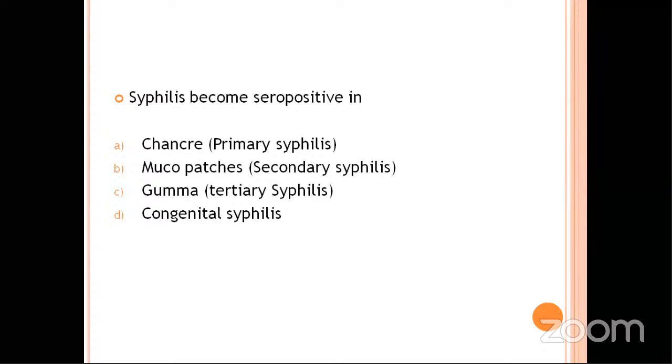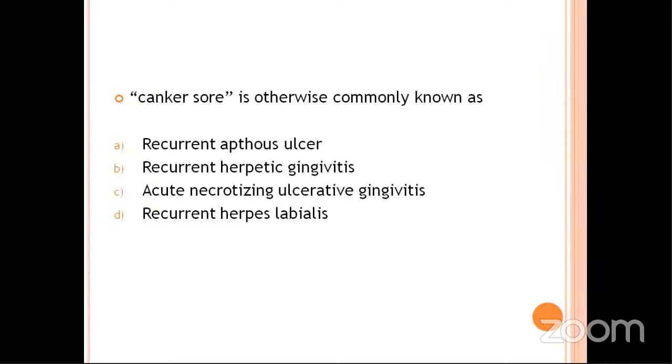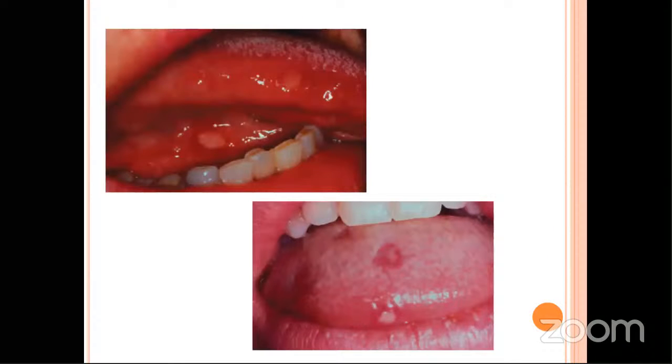So syphilis becomes seropositive in the secondary stage. It's a direct question, easy. Canker sore is otherwise known as, I told you, right? Don't confuse cold sore and canker sore. Cold sore is herpes. This is recurrent aphthous ulcer. Canker sore is otherwise known as recurrent aphthous ulcer, which affects the lining mucosa. The ulcer has an erythematous halo around it. So this is a typical appearance of aphthous ulcer.